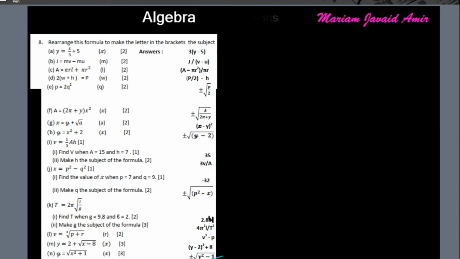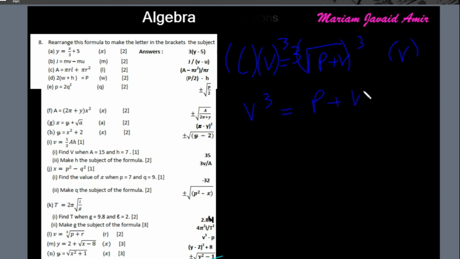Part L, v equals cube root of p plus r, and we have to make r the subject. First get rid of the cube root by taking cube on both sides, so v cube equals p plus r, this is r not v, okay, and then make r the subject, so bring p to this side, and this is the answer for part L.